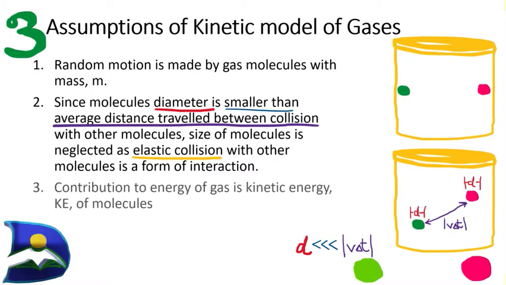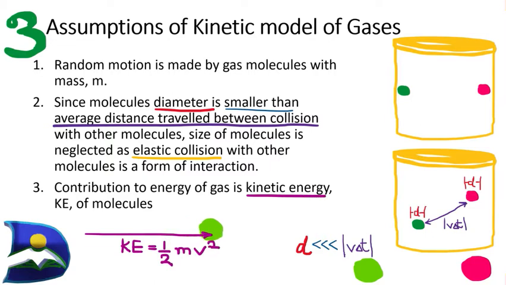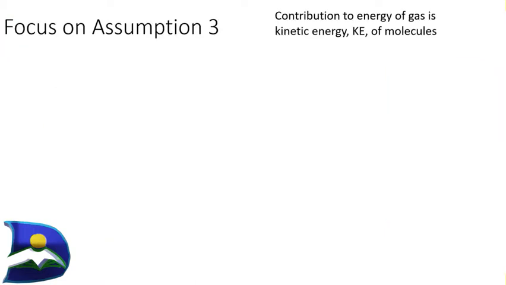So the third and final assumption here is the introduction of kinetic energy that is created when a particle is moving in a specific space. We assume at first this energy to be half mv squared based on physics, and this will then be applied to small molecules and mainly gases. So let's focus on assumption 3, where we look at the contribution to the energy of the gas, that is, the kinetic energy of molecules.